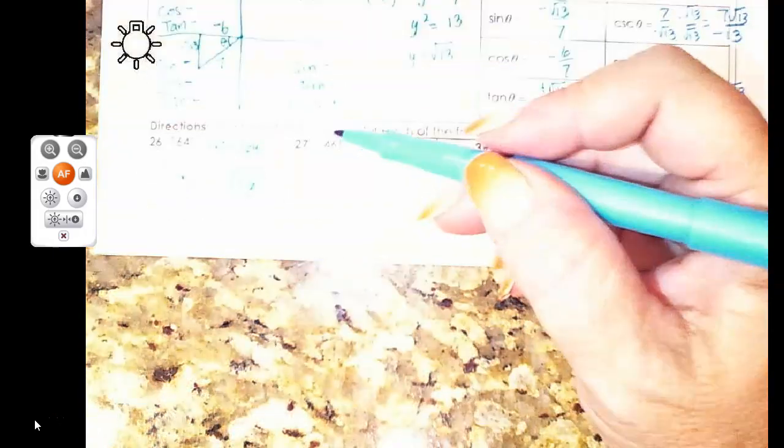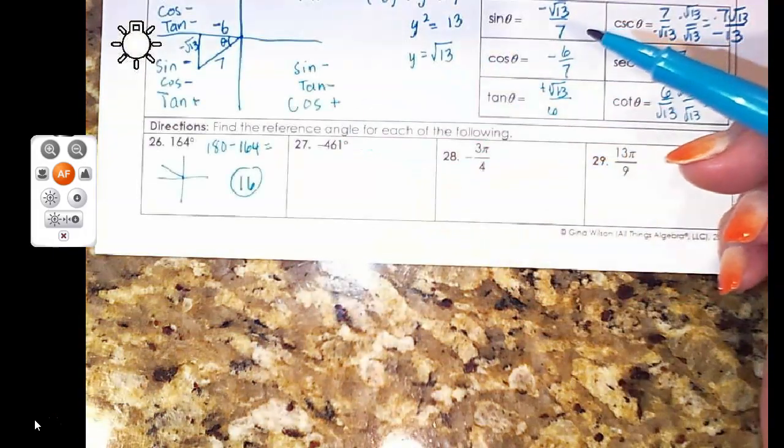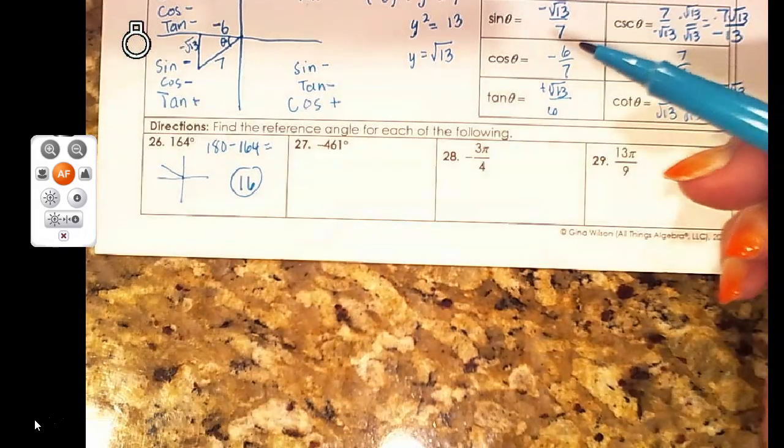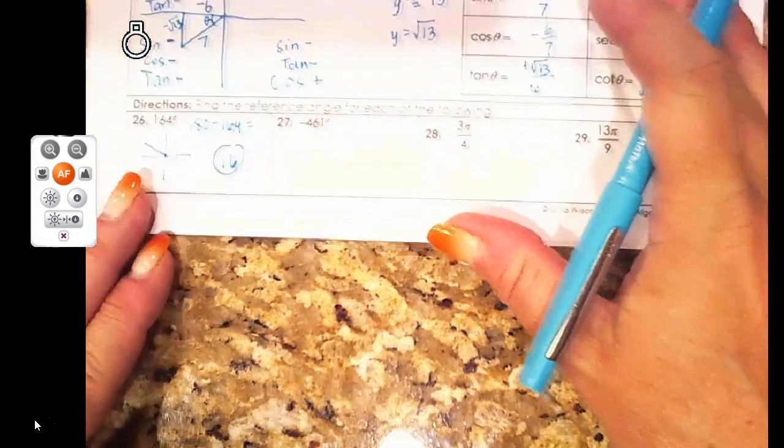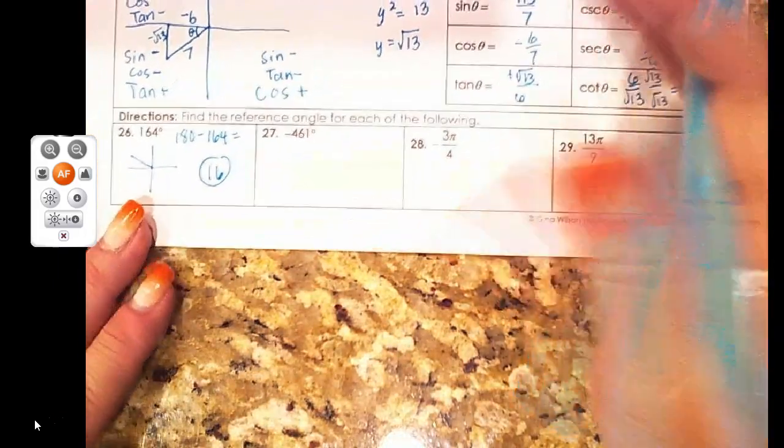So let's see, I'm going to play with my light here. Is that better or worse? Worse. Okay, so there's just a little bit of a glare on the page.